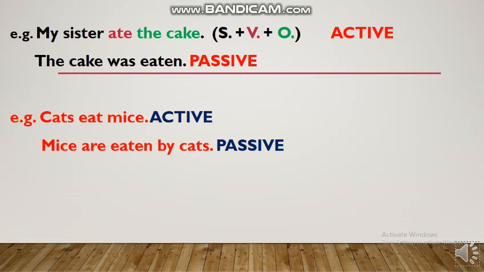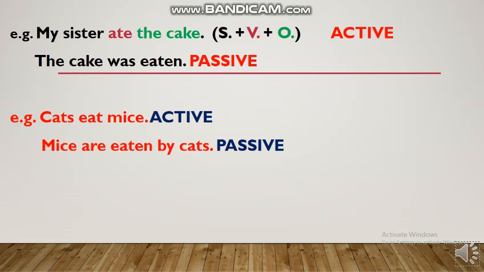So the cake was what? Now we need to put the main verb in its participle form. So eat, ate, and the third form of the verb is eaten. So now this sentence is: the cake was eaten. You could say the cake was eaten by my sister, but we think that it's not important to mention the doer of the action.